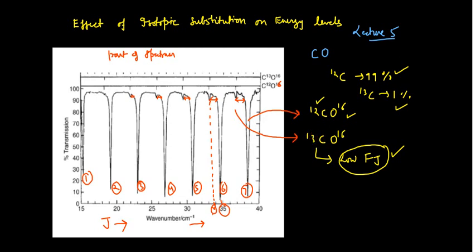What I am trying to say, when you check the spacing between the J levels for this particular 12CO16 compound, then the spacing would be slightly high. But if you substitute this carbon 12 with carbon 13, then the energy gap between the J levels actually decreases. Okay. This thing you have to remember actually.